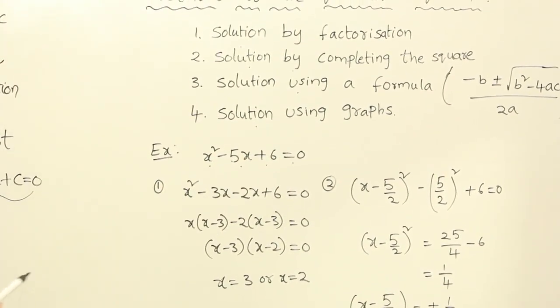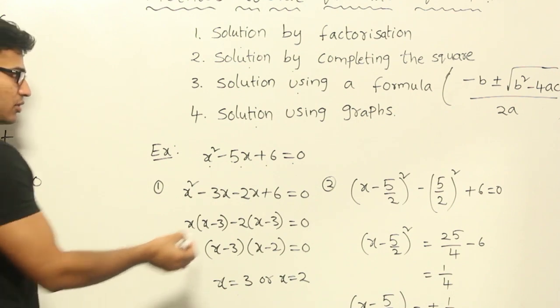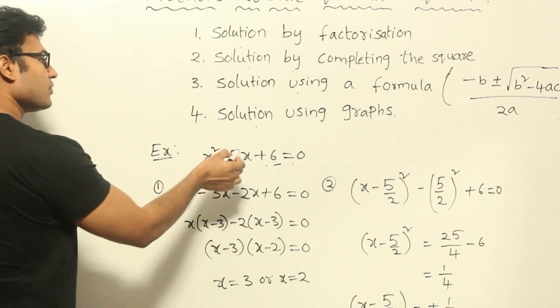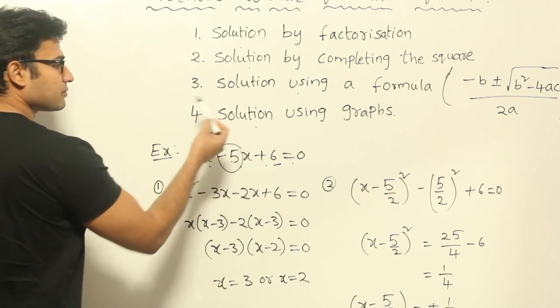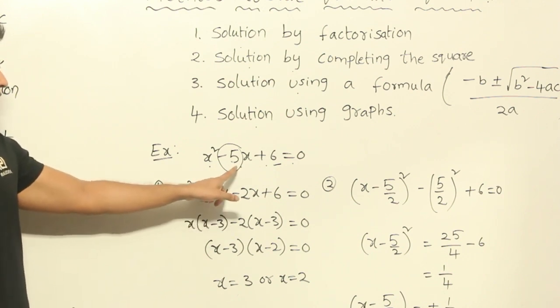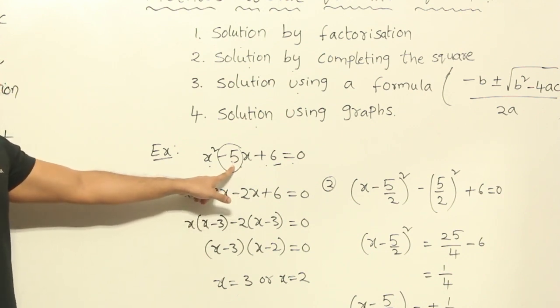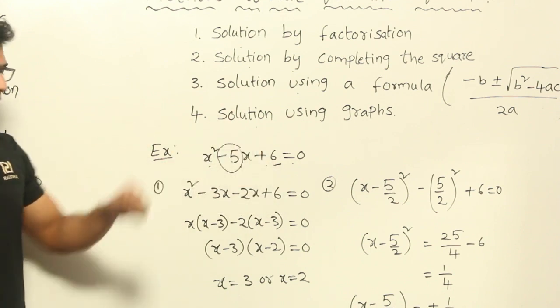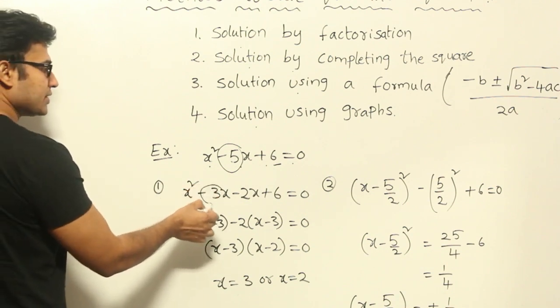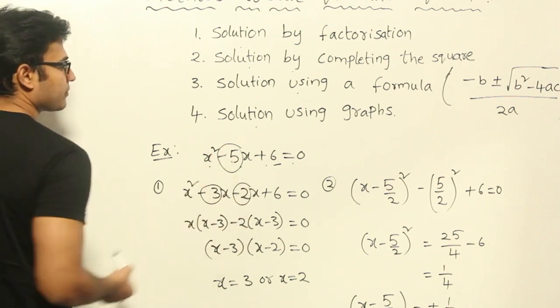Now if you go with factorization, you are supposed to find two numbers first in such a way that the product of those two numbers is equal to this one and the sum of the two numbers is equal to this one, right? So for example, in this case, the sum of the two numbers should be minus 5 and the product of the two numbers should be 6. Now if you observe it, minus 3 and minus 2 will satisfy it, right? Therefore minus 3 and minus 2 are chosen, right?